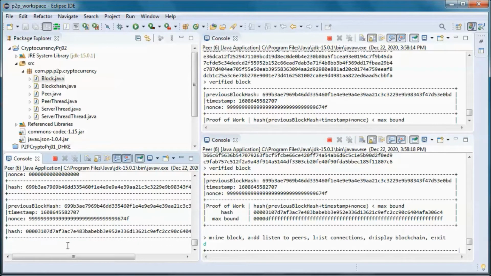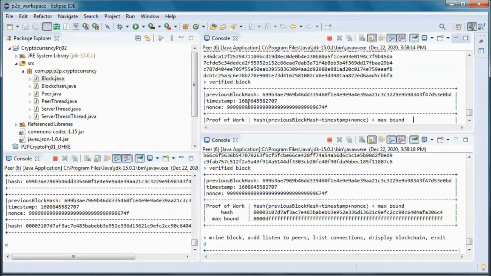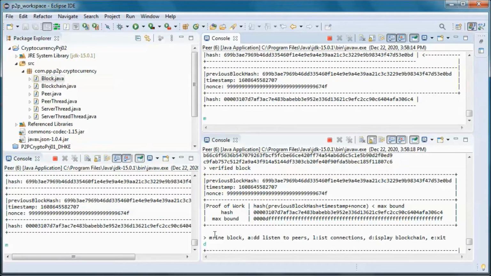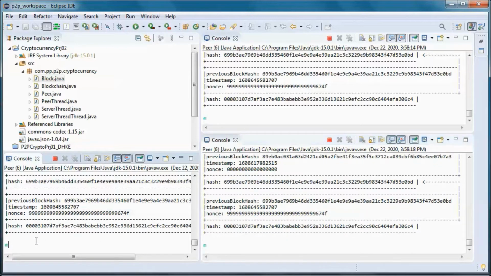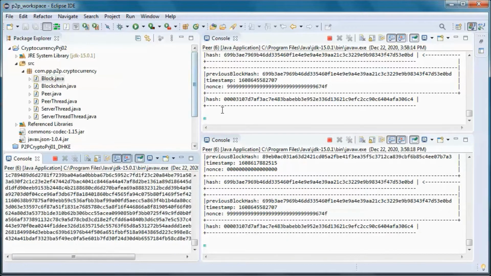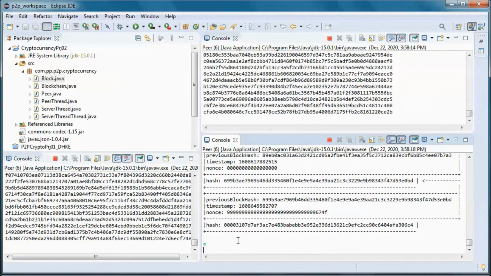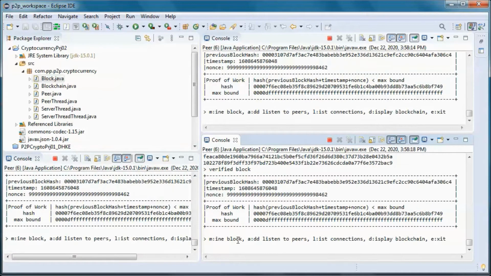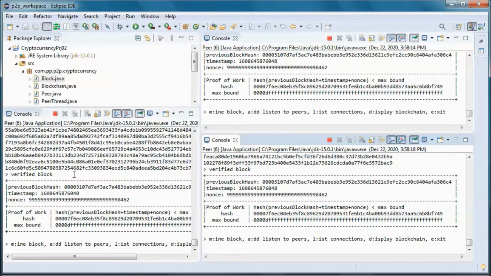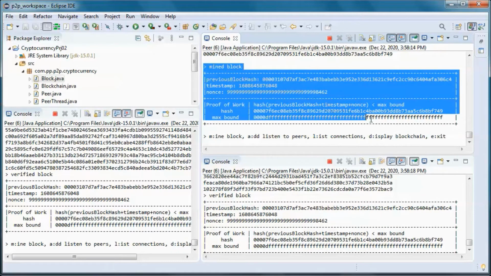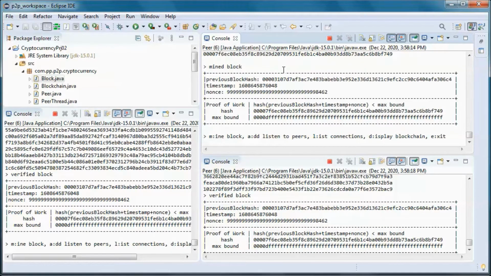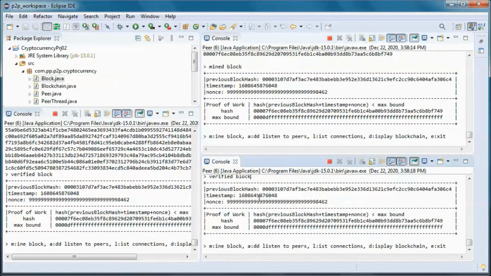So let's go ahead and do some more mining. So let's see. This one was able to mine a block, and those two verified it.